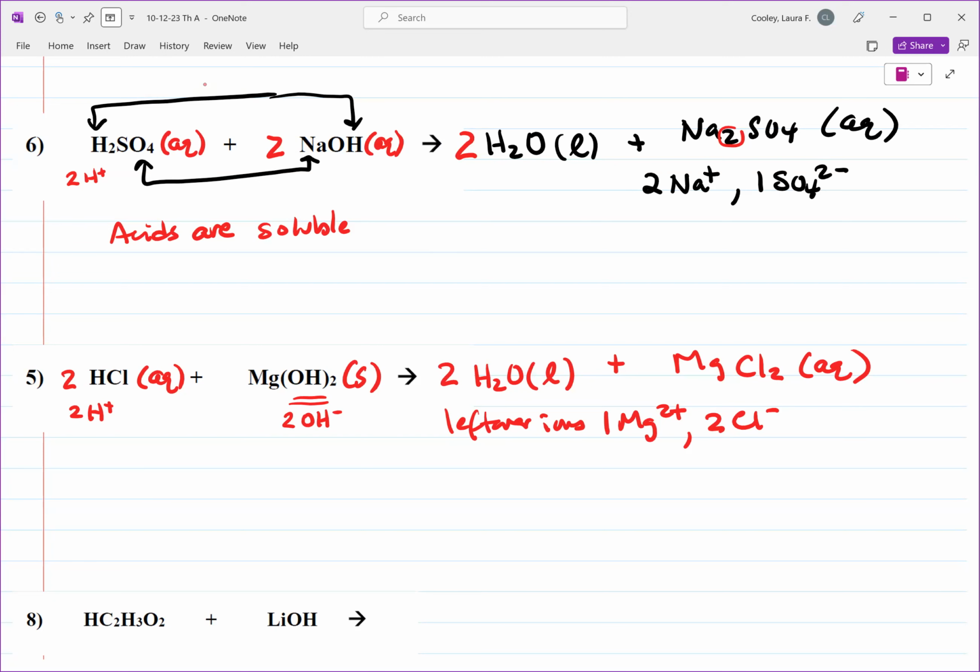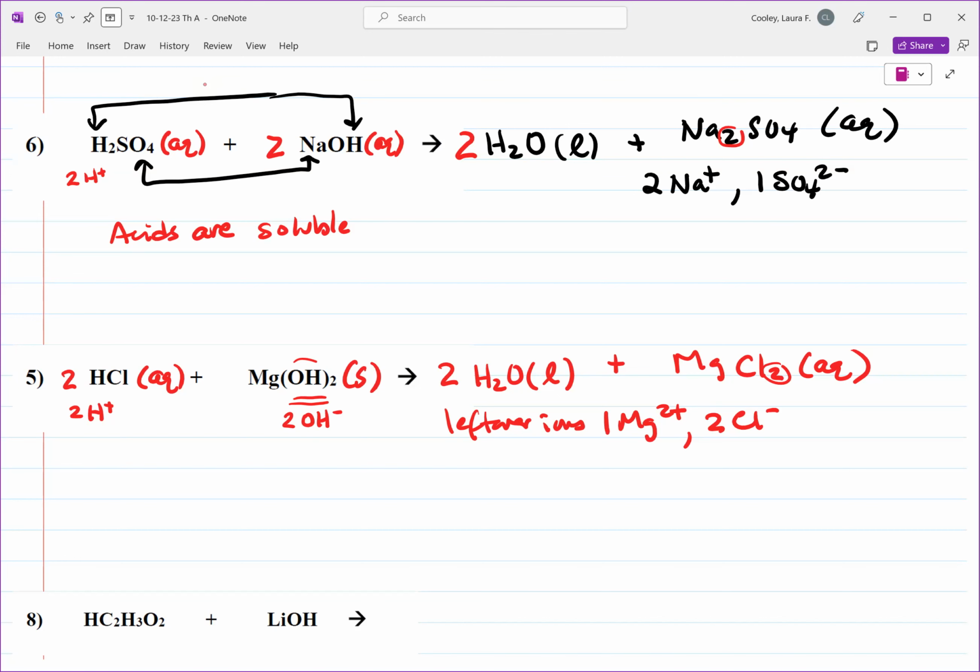Or you could just balance based on the numbers of each. But it really is easier to see that if you have 2 hydroxides, you're going to need 2 H's here. So you're going to have to put a 2. And indeed, you have a Cl2, so that would tell you also that you needed 2. So this is the equation.